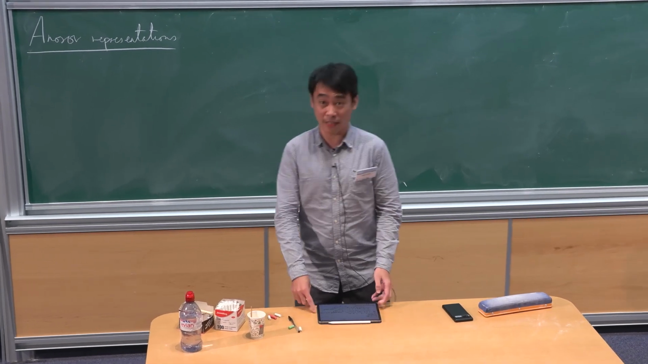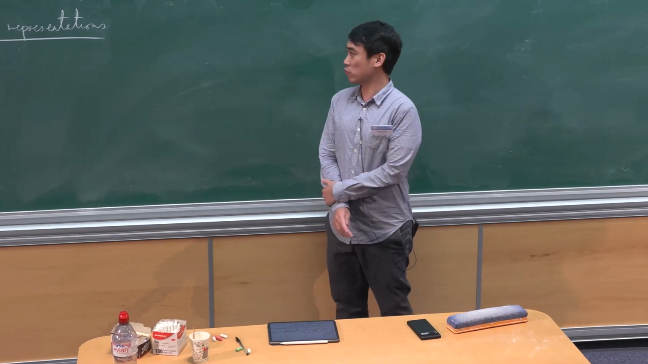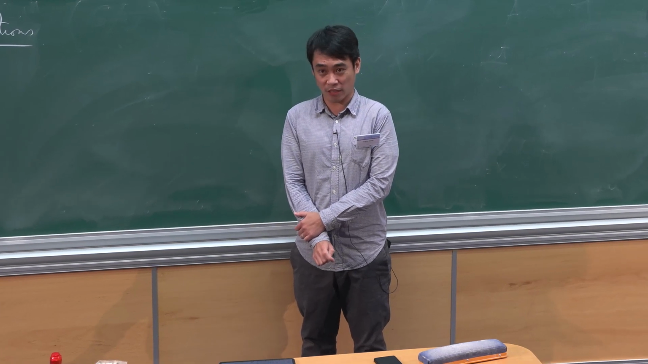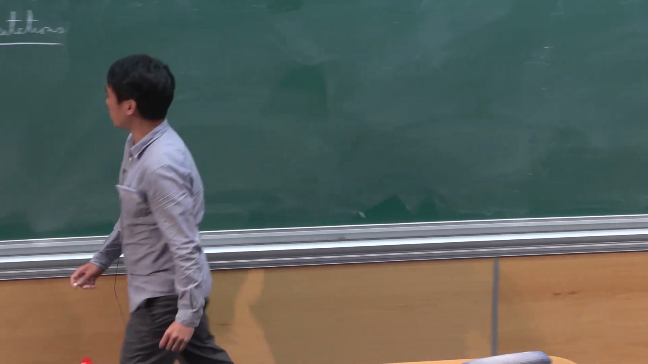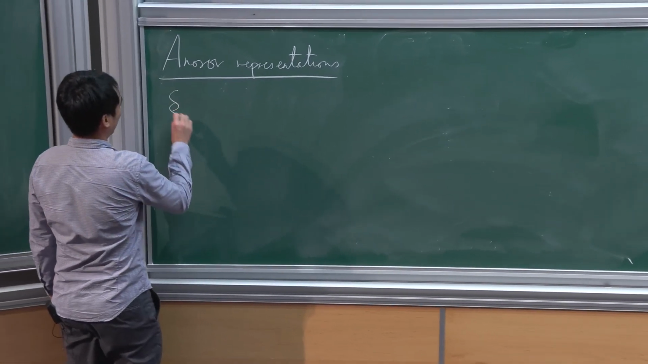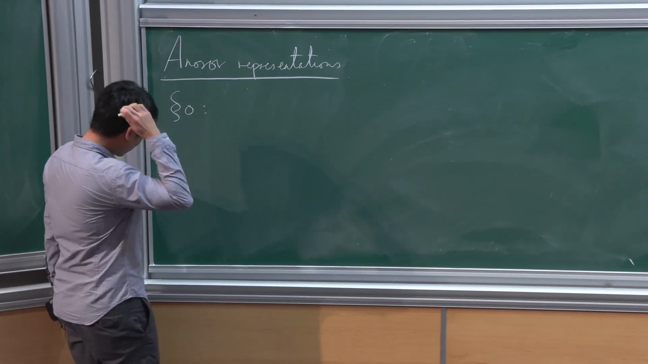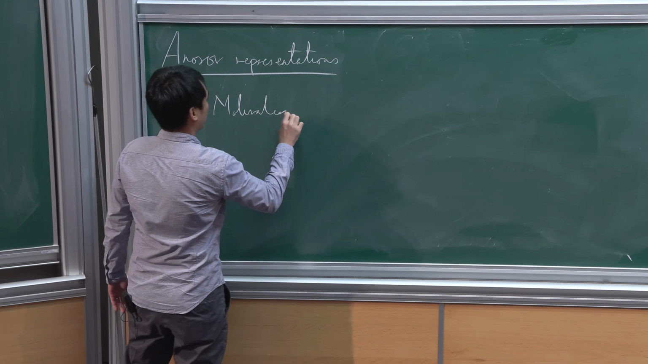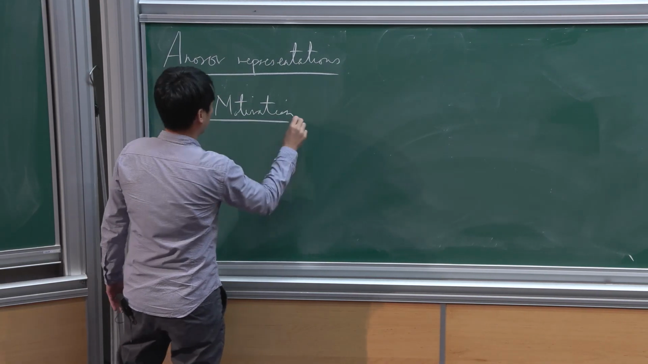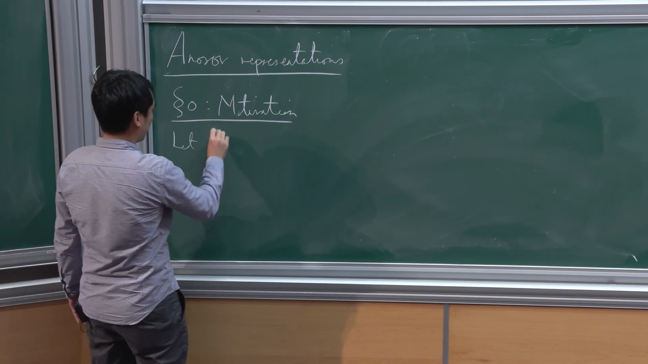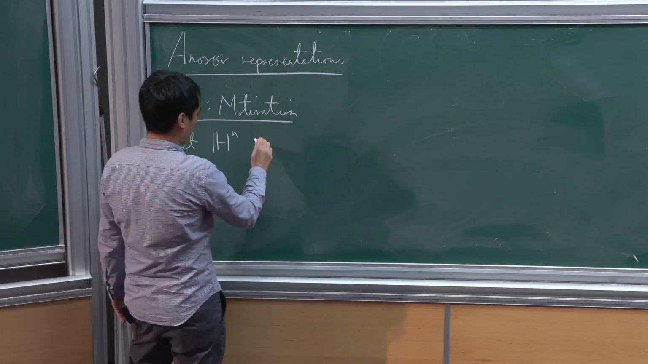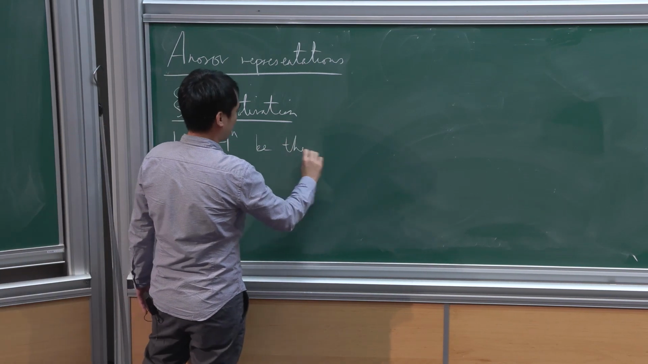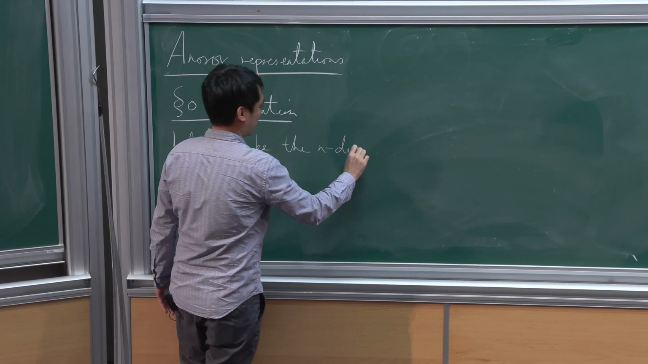All right, so my assignment for this week is to explain to you what Anosov representations are. Okay, so let me start with some motivation, how I think about these guys. Okay, so I'm going to let Hn be the n-dimensional hyperbolic space, real hyperbolic space, okay?